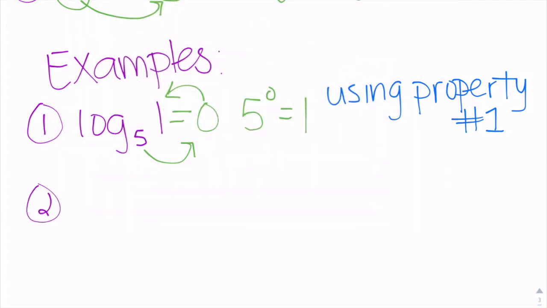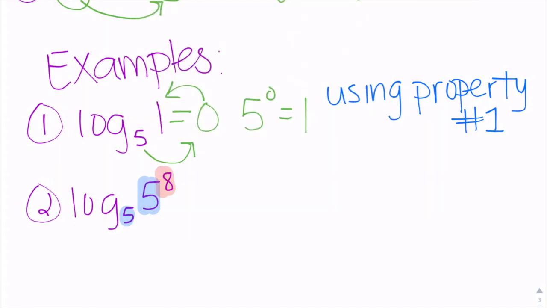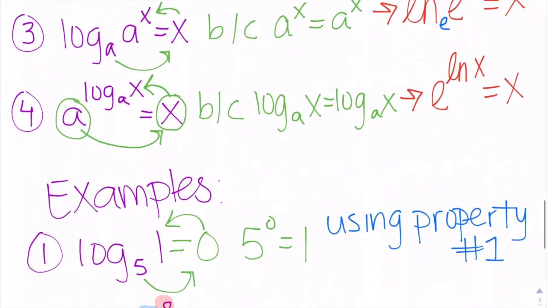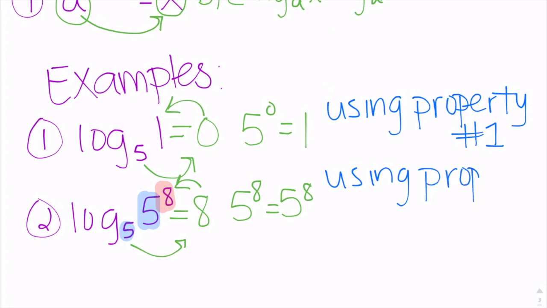Number 2: if we have log base 5 of 5 to the 8th power, we want to remember that when the base of the logarithm matches the base of the argument, your answer is going to be your exponent. So this will equal 8. That goes with property number 3. We can prove that this is true if we convert this to exponential form. We'd get 5 to the 8th power equals 5 to the 8th power. You can write down, if you'd like to, that this is using property number 3.